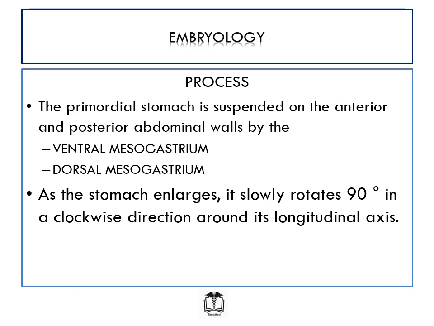As this aspect of the foregut is growing, it is suspended by the peritoneum, what we call the mesogastrium, ventrally and dorsally. On the anterior surface we have the ventral mesogastrium suspending it, and on the posterior surface of the stomach we have the dorsal mesogastrium suspending it. As the stomach continues to enlarge, it starts to rotate around its longitudinal axis, in a clockwise direction, about 90 degrees.